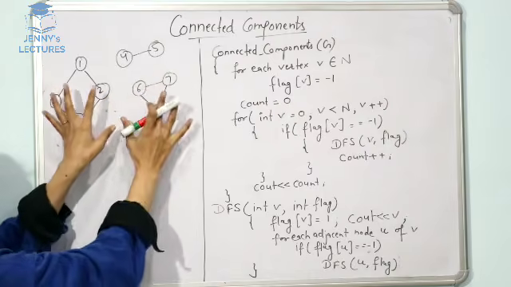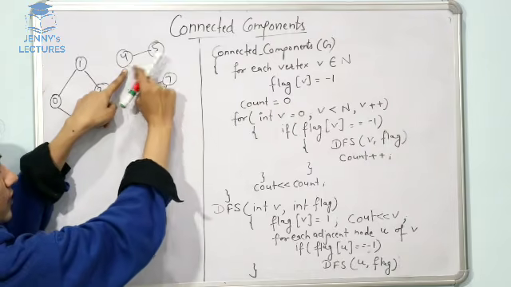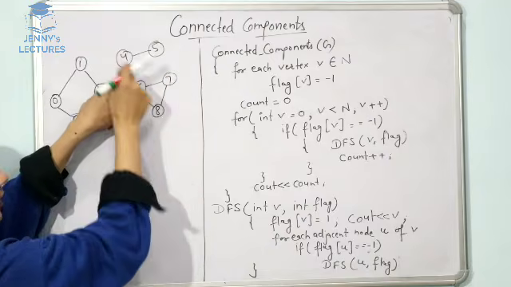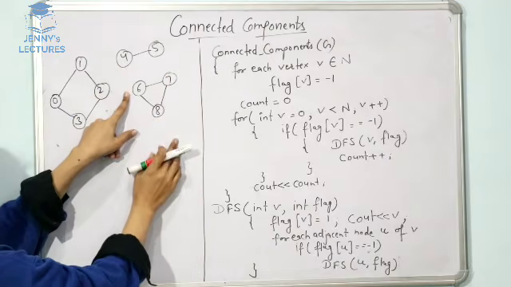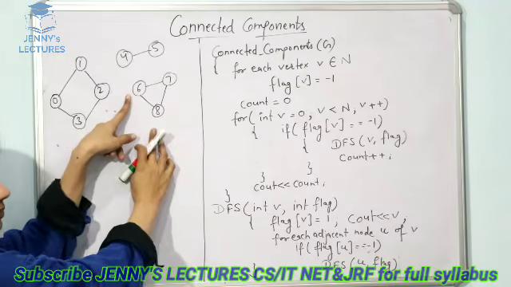Then again DFS traversal would be called from 4 and we can go to 5. We can traverse only this 5. We cannot go anywhere else. Then again DFS traversal would be called from 6. Then we can traverse 6, 7 and 8, and that's it.